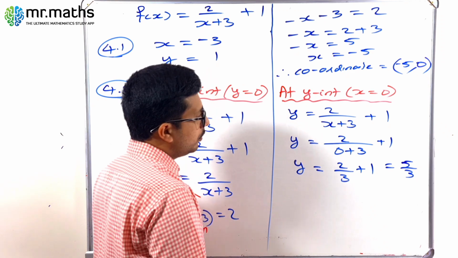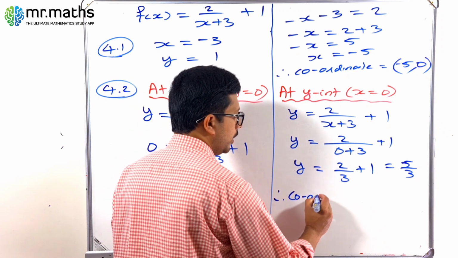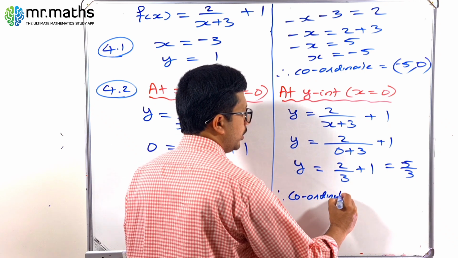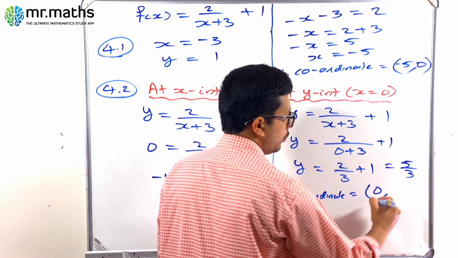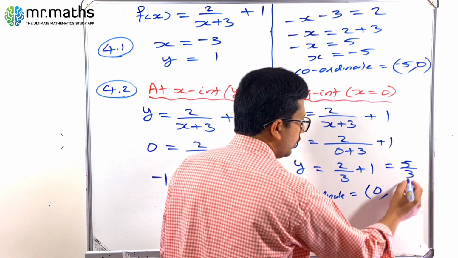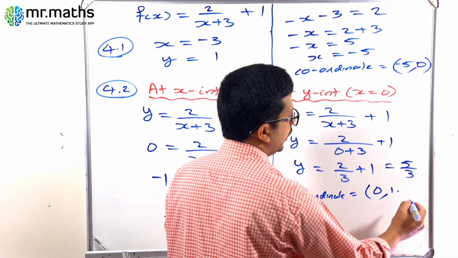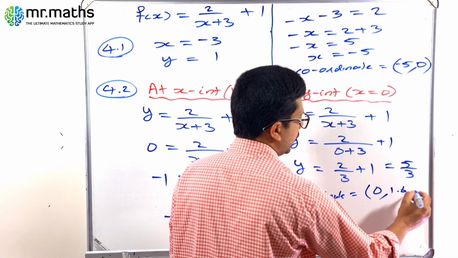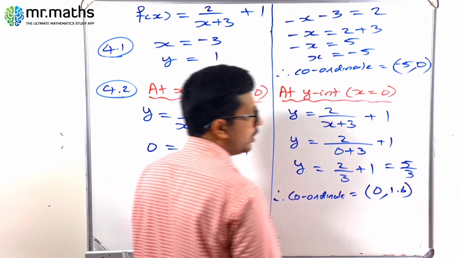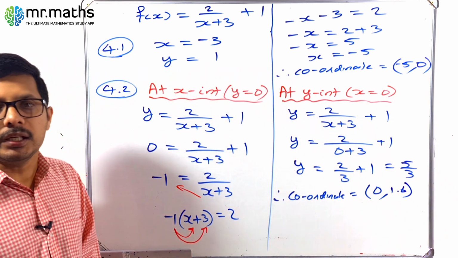So now you have to write the coordinates. Therefore coordinate is equal to x value, always x value first, then y value. What is this 5 over 3? Check in your calculator. 1.666 something. Okay, so 0 comma 1.6, that is the y-intercept.